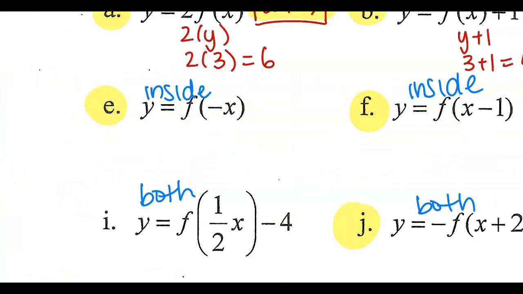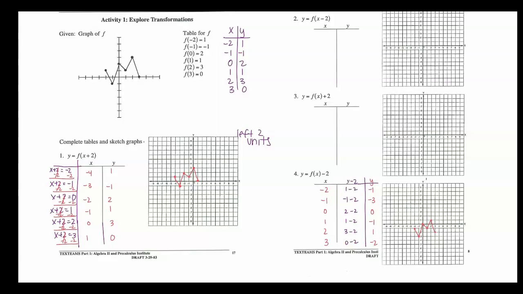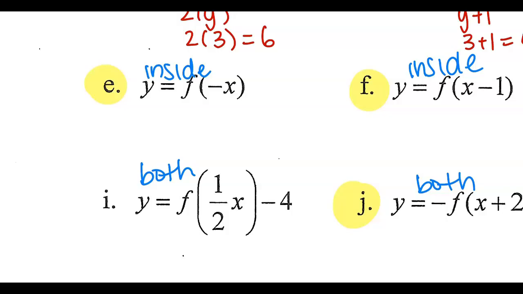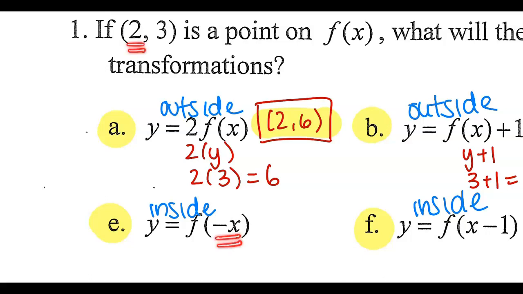Let's look at the ones that are inside. For inside, this one's a little different, and you might want to remember what we did last time. Anytime we have something inside your parentheses, we take that value and we set it equal to all of the original x's. In this case, there's only one x. It's literally the point (2, 3). So I need to take this value, 2, and set it equal to whatever's in the parentheses.